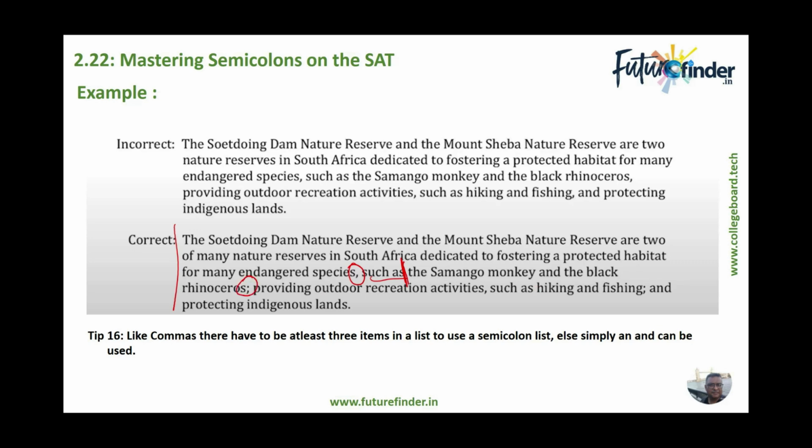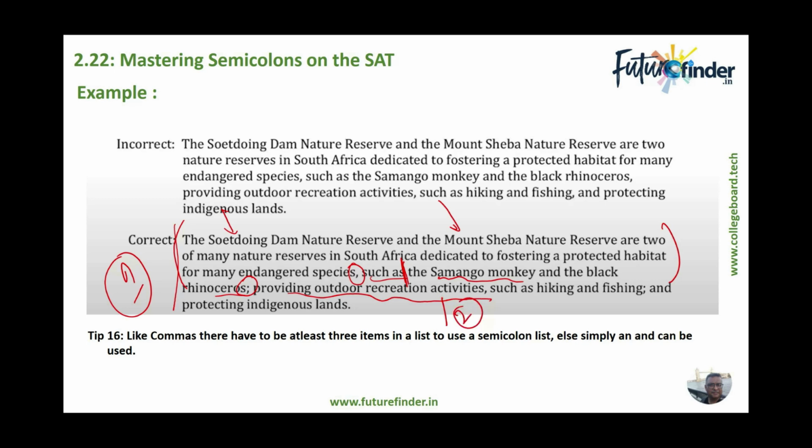Okay, great. So this is okay. So this is the first thing. This is the first item that these two, one of the many nature reserves does. What do they do? They protect things like the Samango monkeys and the black rhinoceros. They also provide outdoor recreational activities.